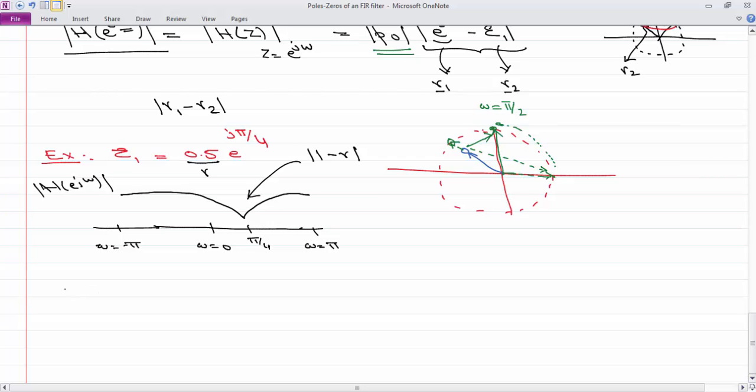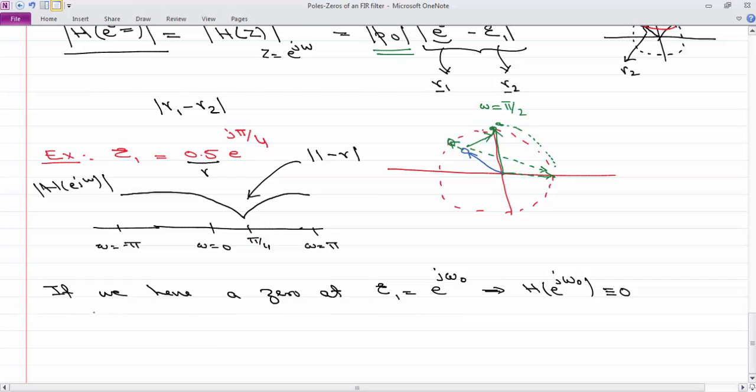So let's summarize that last point that I said. If we have a 0 at e to the j, let's call it omega naught, so if we have a 0 that is exactly on the unit circle with direction omega naught, then this means that h of e to the j omega naught, at that value, our frequency response will be identically equal to 0. Okay. Otherwise, it will be a function of how close you are to the unit circle.